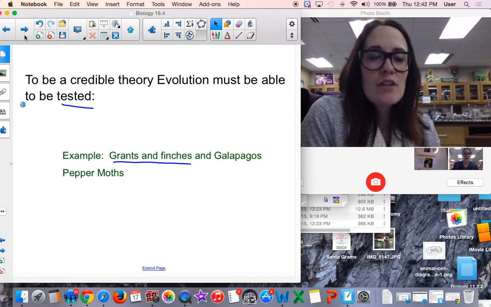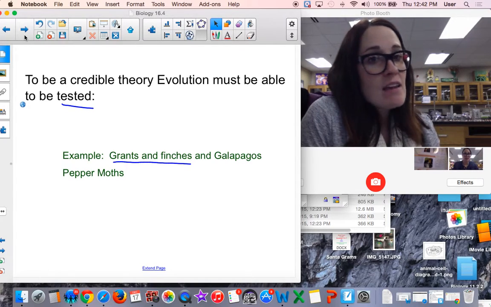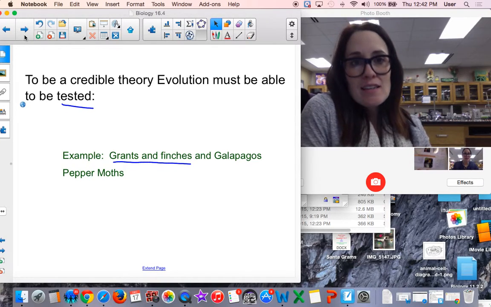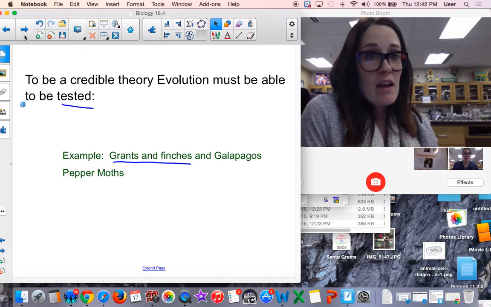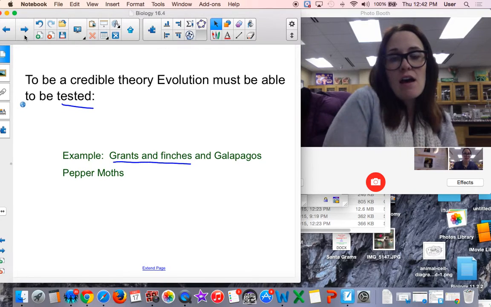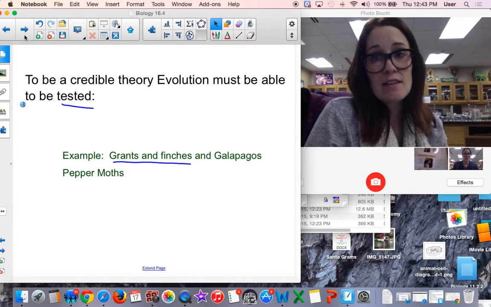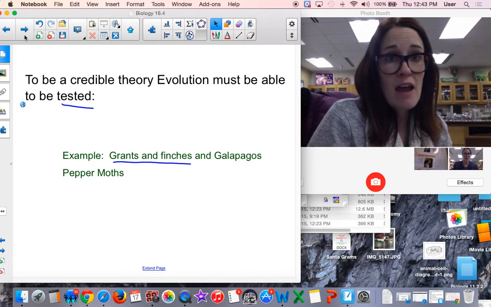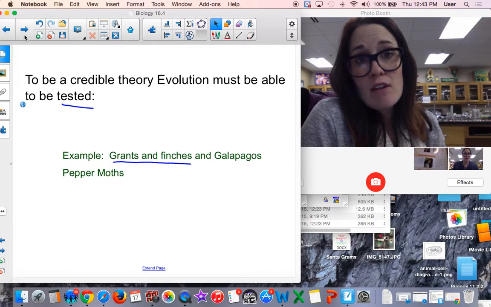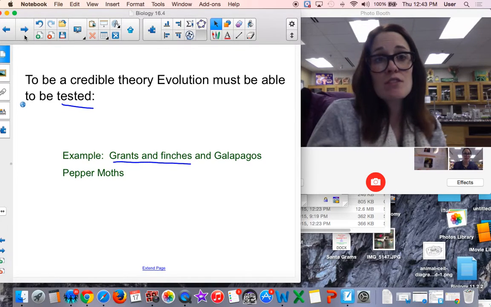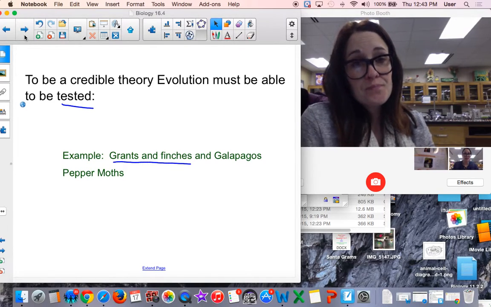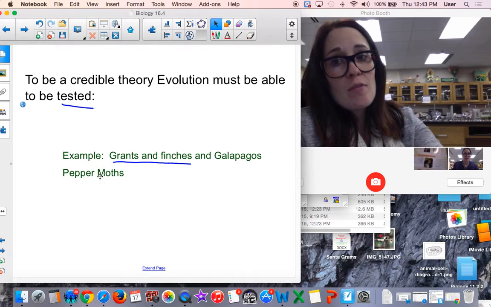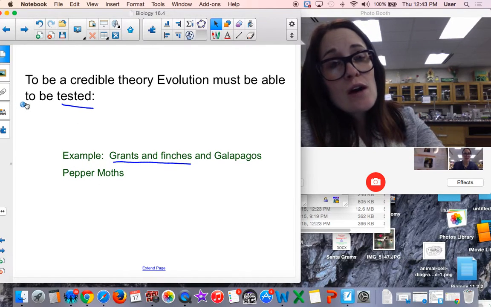Lastly, for evolution to be a credible theory in science, any theory needs to be able to be tested in some kind of setting. A few examples of how evolution has been tested. There were scientists named the Grants, a husband and wife team, that went to the Galapagos Islands after Darwin's time. They've done research with the finches, the same finches that Darwin observed, and have observed evolution, or the development of species, in action.